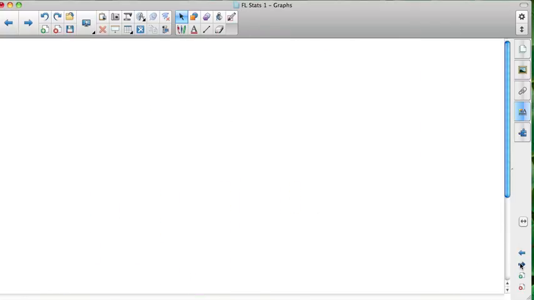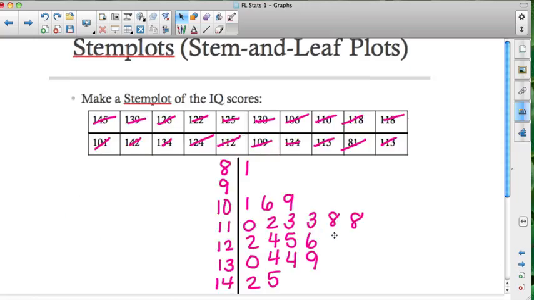So that's all I want to tell you about creating graphical displays. We're going to practice this tomorrow, and please answer the questions at the bottom of the page.